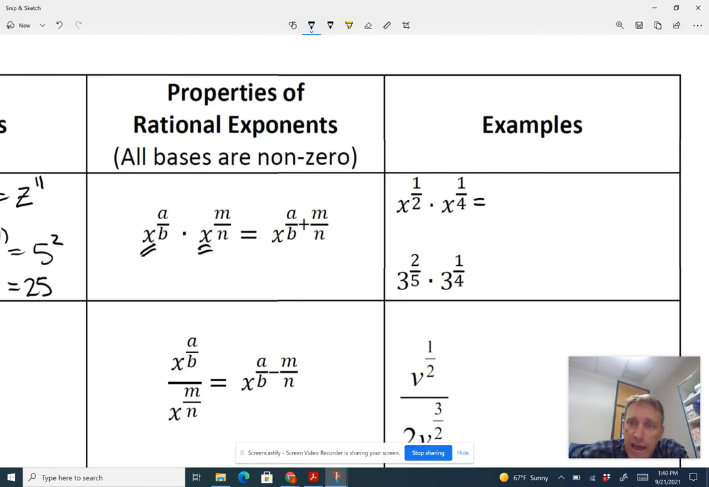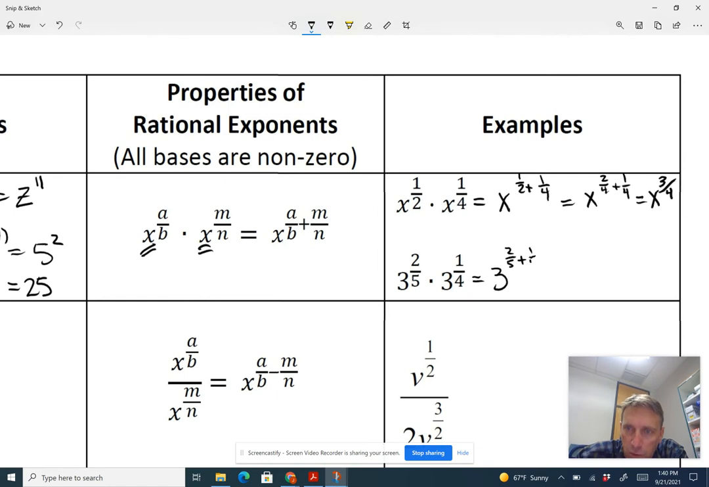So in this case, this is x to the 1/2 plus 1/4, which is equal to x to the 2/4 plus 1/4, because 1/2 is equal to 2/4, which is equal to x to the 3/4 power.